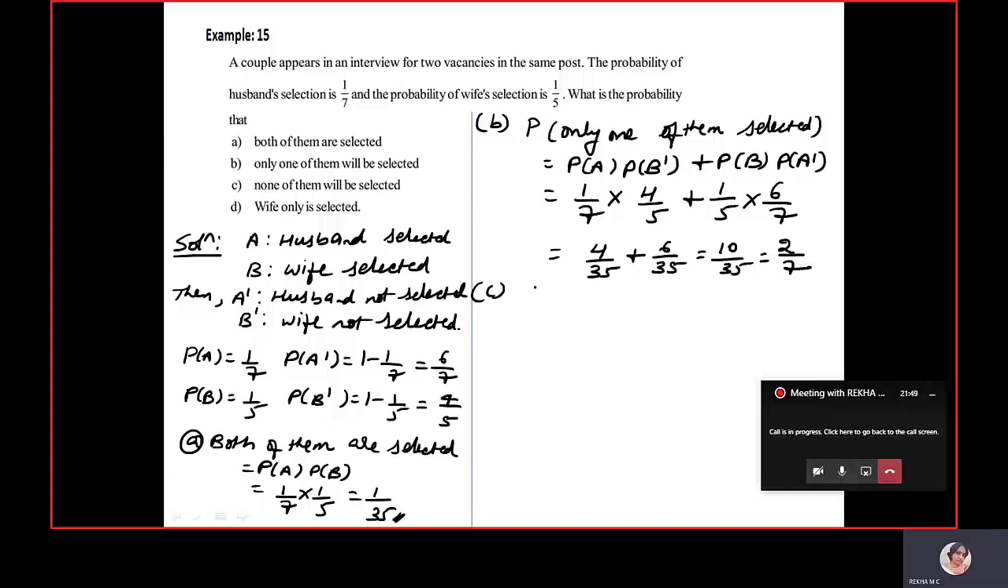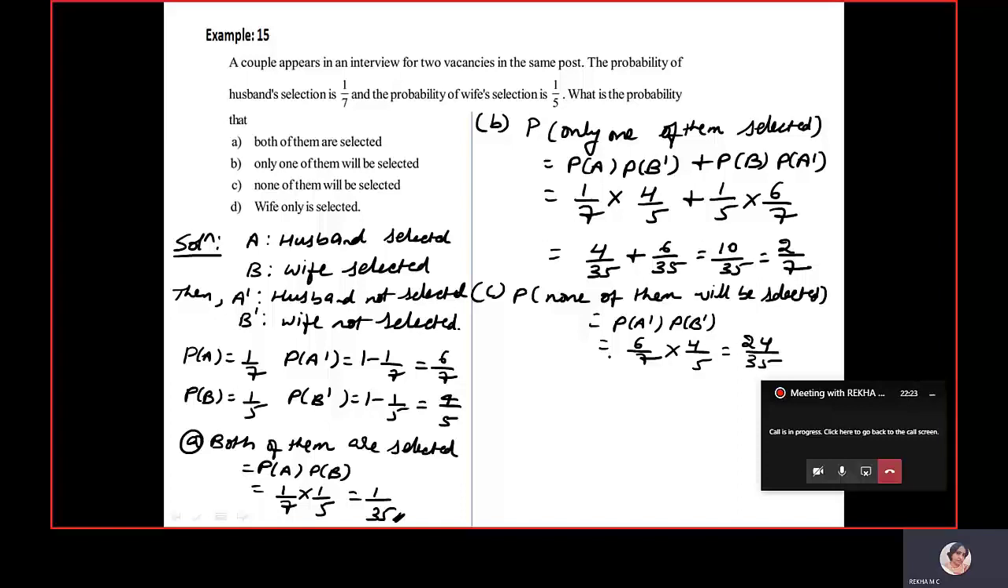C, none of them will be selected. So P of none of them will be selected. So that is equal to P of A complement into P of B complement, that is equal to 6 by 7 into P of B complement 4 by 5. So 24 by 7 into 5, 35.